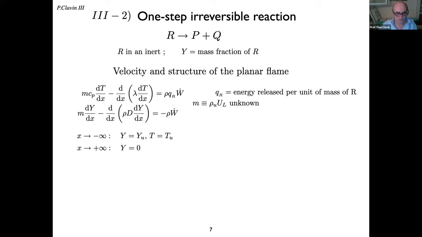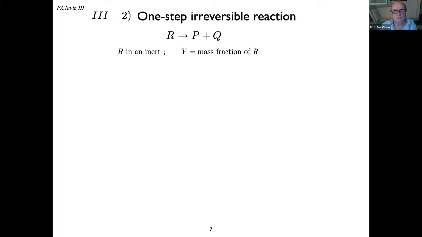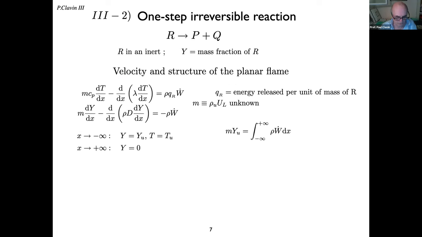In the fresh mixture, on the left-hand side, when X goes to minus infinity, because the flame is assumed to propagate to the left. When you sit on the flame, you have the unburned mixture on the left and the burned gas on the right. So now the boundary conditions are the following. At minus infinity, you know the composition. The temperature and composition are given.